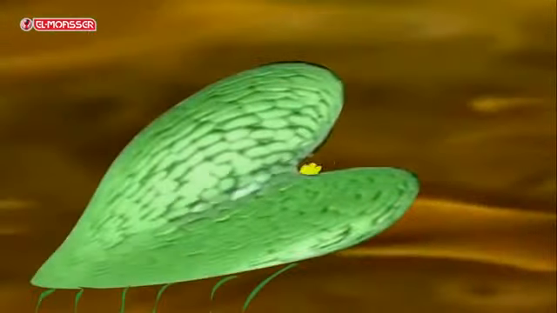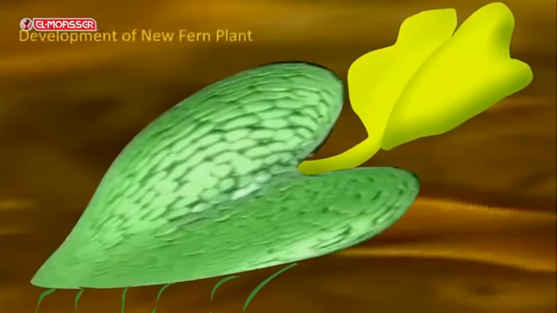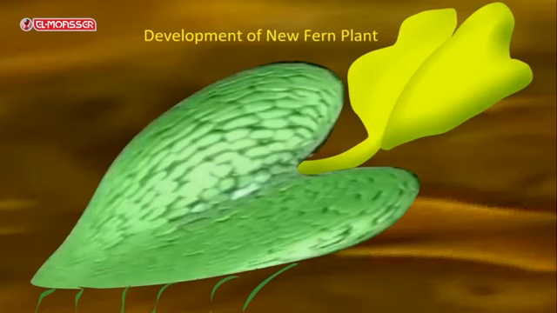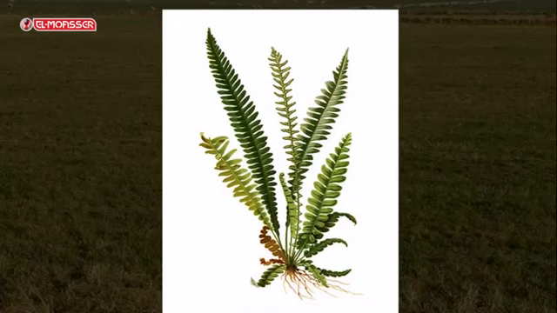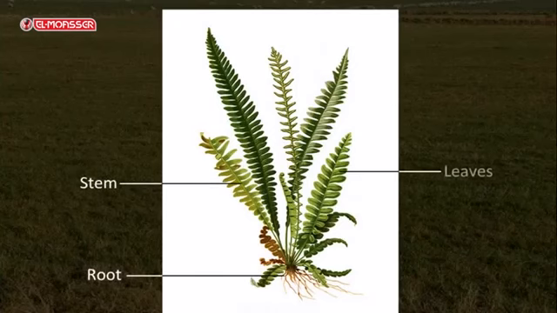The zygote divides mitotically to form a new sporophyte that grows over the gametophyte and depends on it for a short time, until it develops its own roots, stem, and leaves. The gametophyte starts to degenerate while the sporophyte grows to repeat the life cycle.